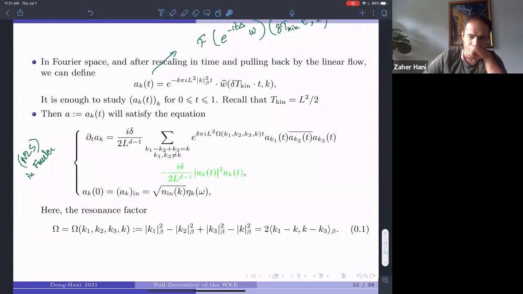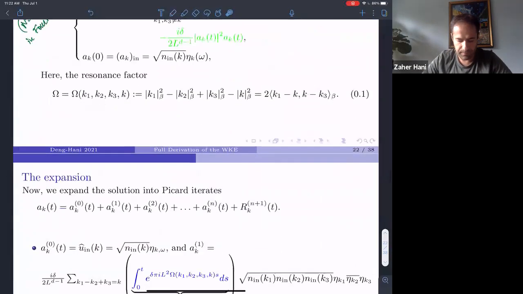Okay. Any questions for now? So at this point, all I have done is just write the NLS equation in Fourier space. That's all we have done, and rescaled the situation so that we are working on the interval [0, 1]. So we only need to analyze this NLS equation on the interval [0, 1].